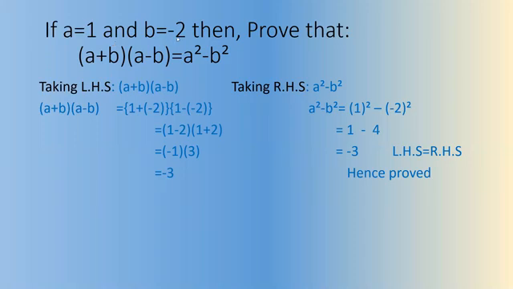Now look at the question, beta. a is equal to 1 and b is equal to minus 2. Then prove that. Now look at the simplification carefully. Here there is a left hand side and a right hand side. We have to prove that the left hand side and right hand side are equal. Now write it down over here, put the equal to sign, and put the values of a and b in the given question like this.